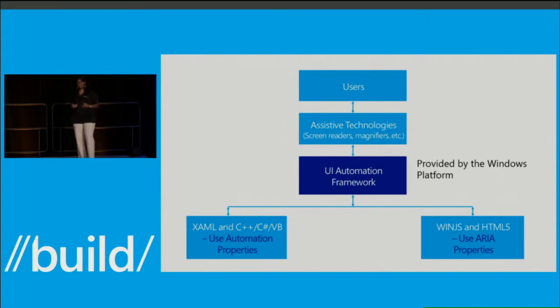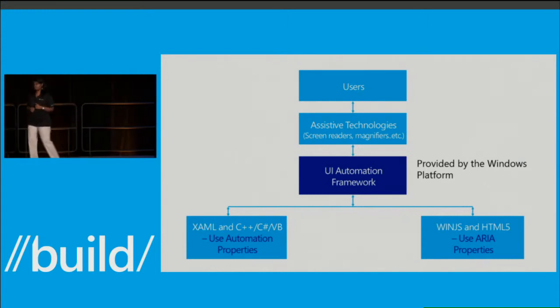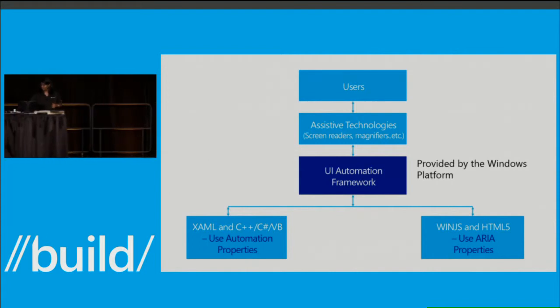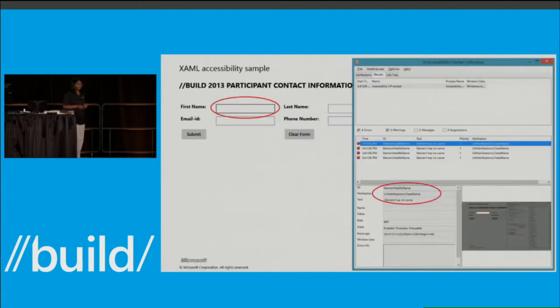Now, we as developers and you as developers don't have the time or the resources to go out there and test your app with all of these assistive technologies. So the best thing for you guys to do is to use the inbox, or rather the SDK accessibility testing tools. And the one I'm going to show you today is called the UI Accessibility Checker.